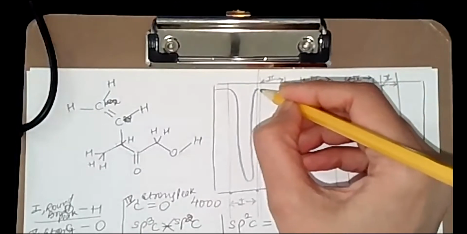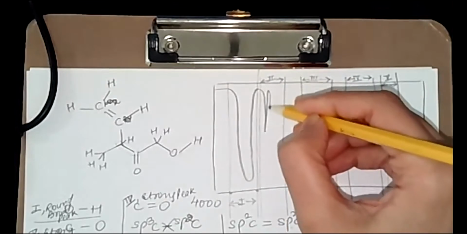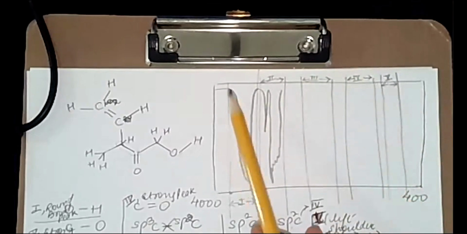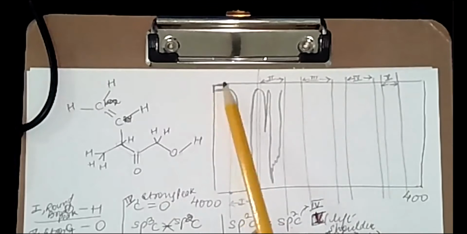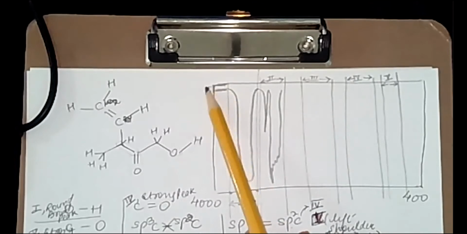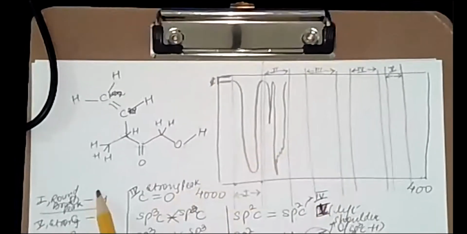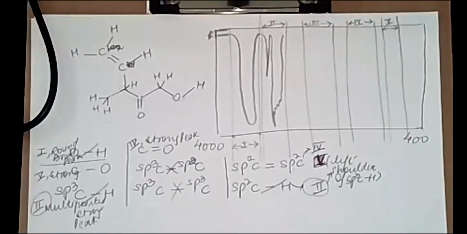And so on the left shoulder, I draw a small peak, and then I draw my multi-pointed strong peak. Look at the baseline. I'm not starting it at the top of my graph. There is a little bit of gap right here. So I have drawn 3 of my bond types as peaks on the IR. The next is on region 4.